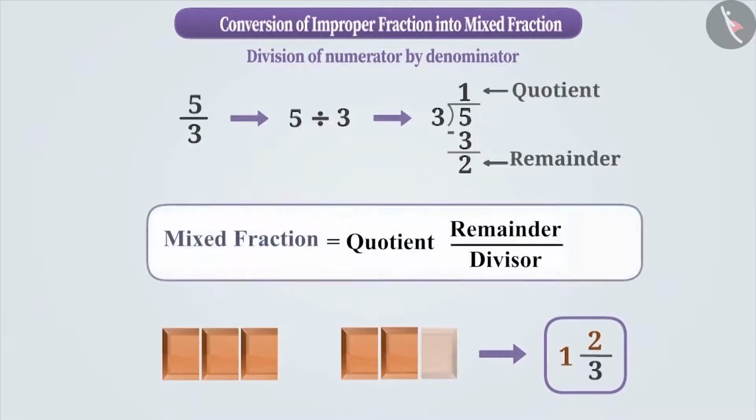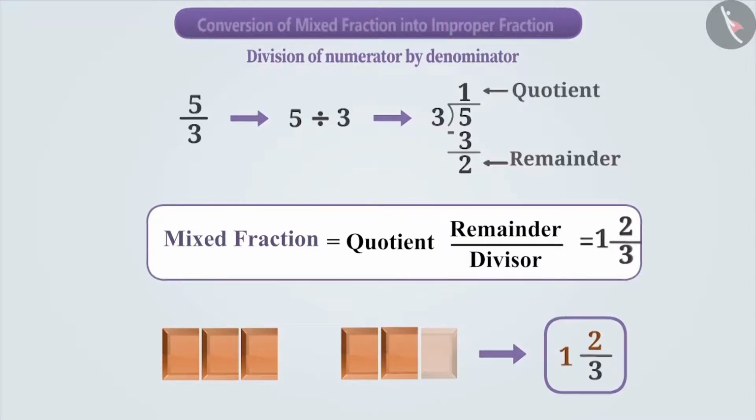Now, we express the mixed fraction in this way. Therefore, we get the mixed fraction 1 2 by 3. Similarly, if we have to convert the mixed fraction 1 2 by 3 into an improper fraction, then how will we do it?